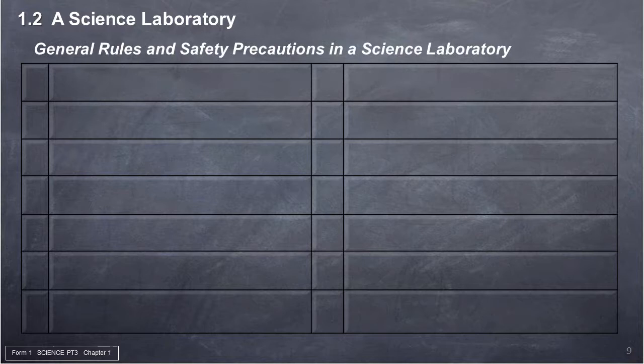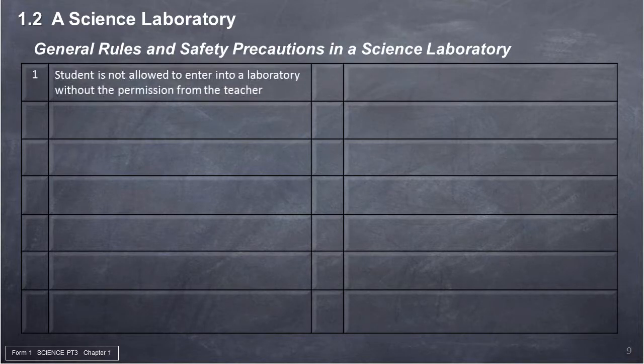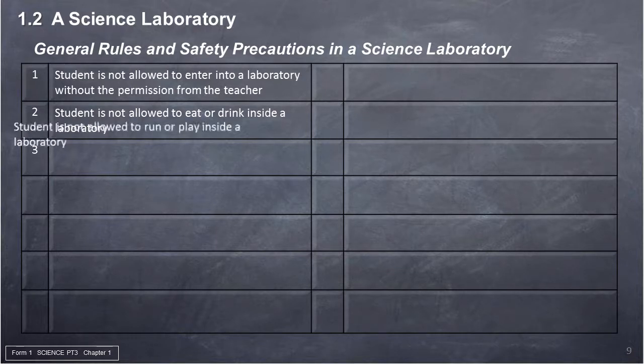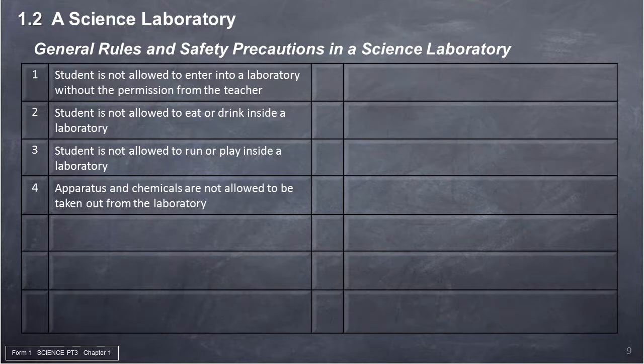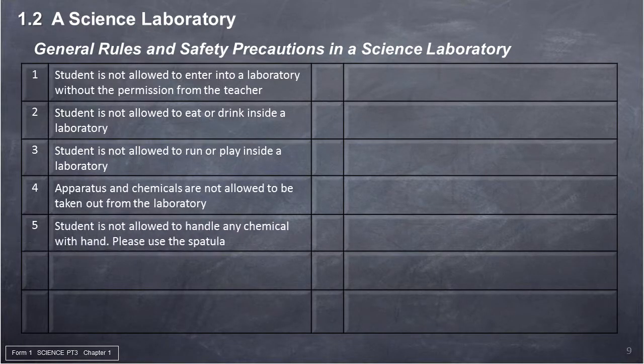General rules and safety precautions in a science laboratory. 1. Student is not allowed to enter into a laboratory without the permission from the teacher. 2. Student is not allowed to eat or drink inside a laboratory. 3. Student is not allowed to run or play inside a laboratory. 4. Apparatus and chemicals are not allowed to be taken out from the laboratory. 5. Student is not allowed to handle any chemical with hand.